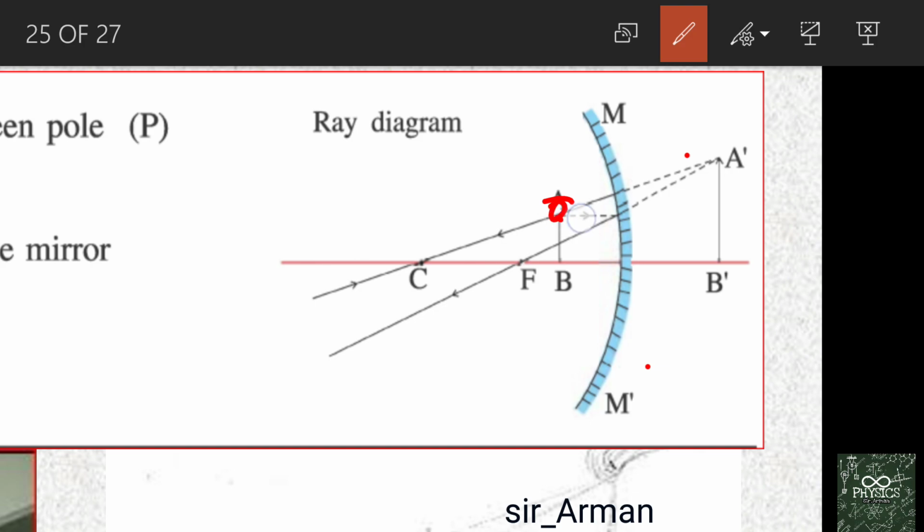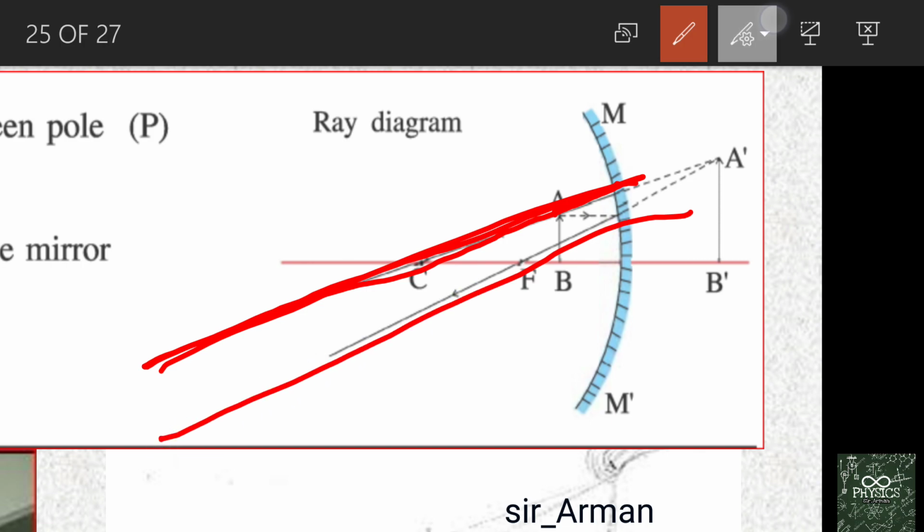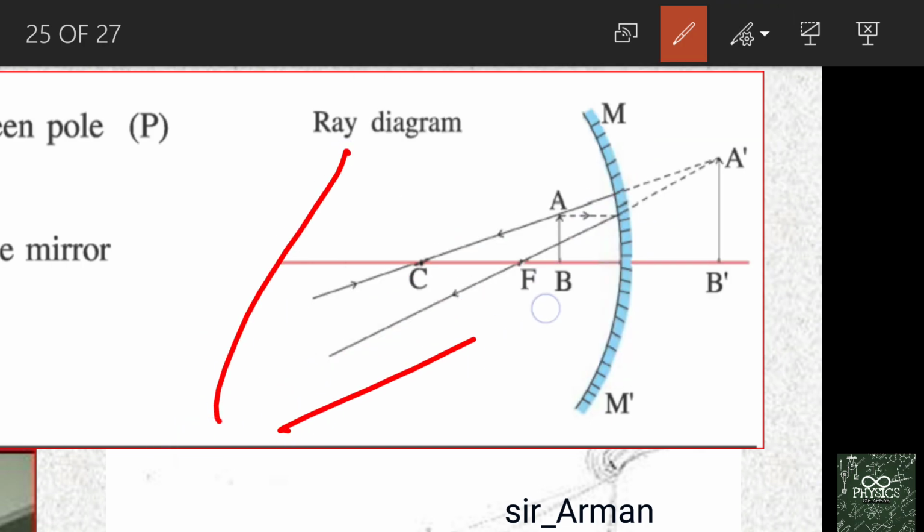Suppose the first rule we are using is that the ray is going parallel to the principal axis. So after reflection it will go through the focus. Next we use rule number 4. The ray appears to pass through the center of curvature. We assume that the ray from the object is going like this, and after reflection it is passing through the center of curvature. So these rays are diverging, and this diverging ray will never meet. If the rays are going like this, then in the future they will never meet.